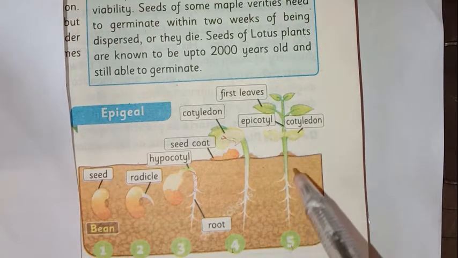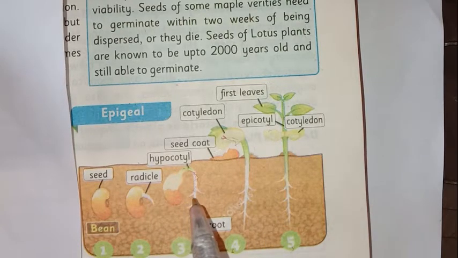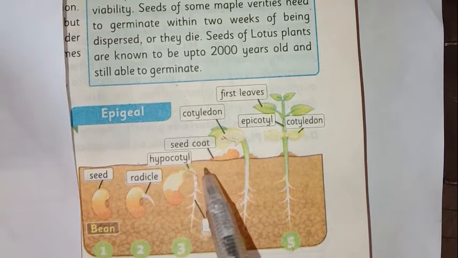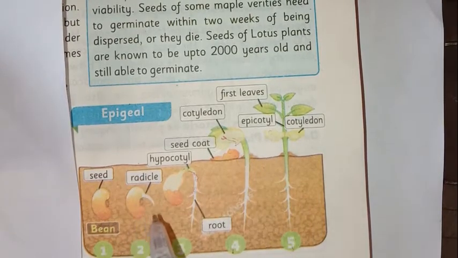In stage 5, the complete seedling develops. So this is the type of epigeal germination in which the hypocotyl elongates and pushes the cotyledons above the soil during germination of the seed. So this is epigeal germination.